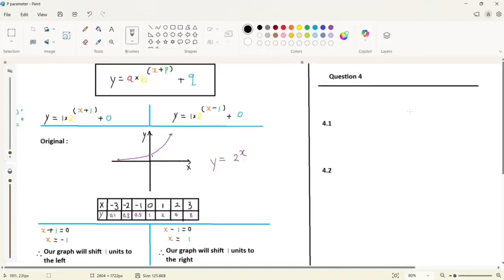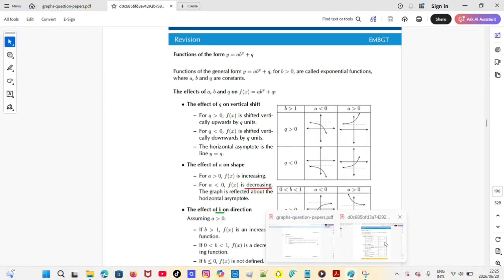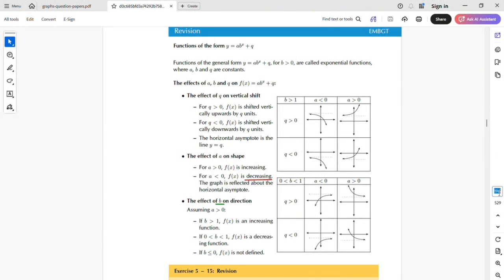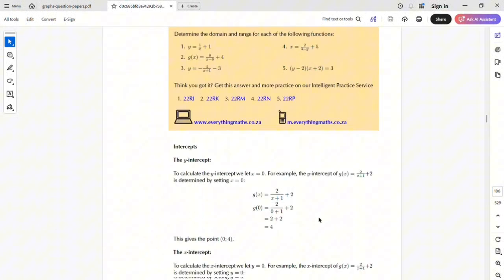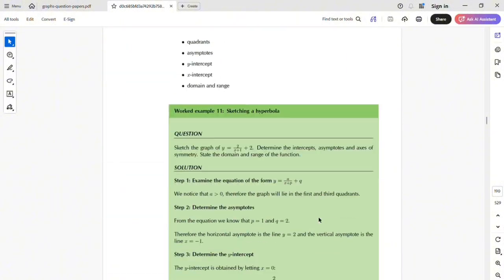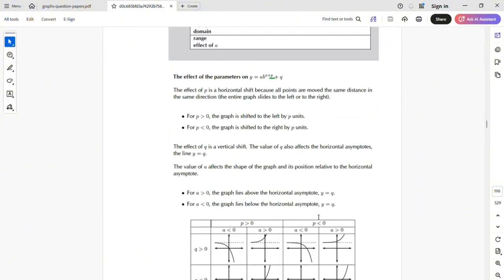As you can see from the screen, I said we're going to be doing the p parameter. This is a grade 11 mathematics textbook. So let's see, what does the p parameter do to a graph?